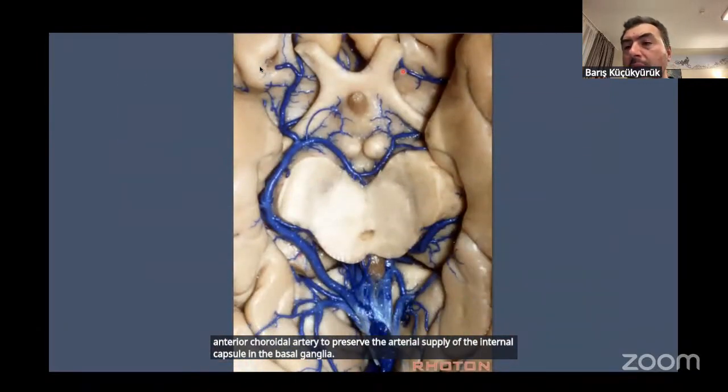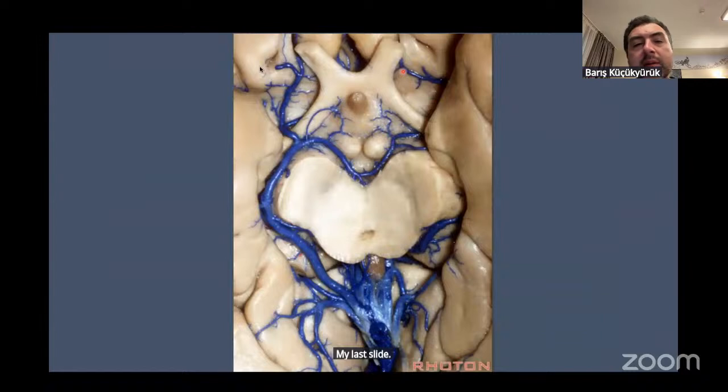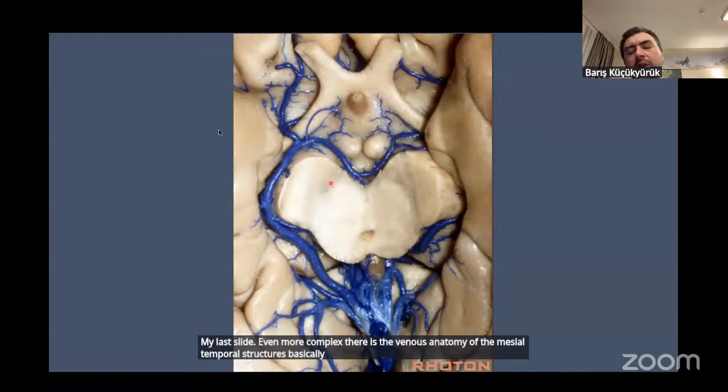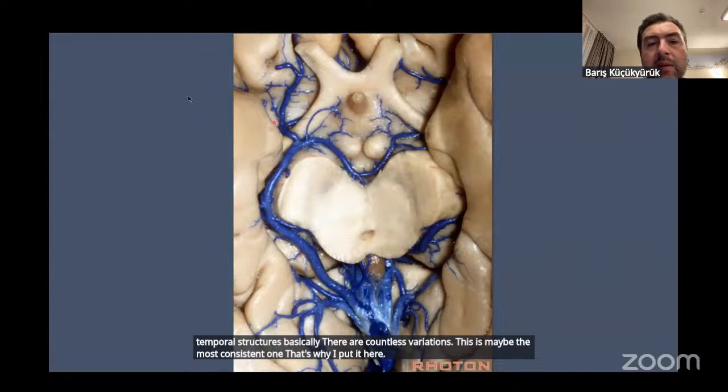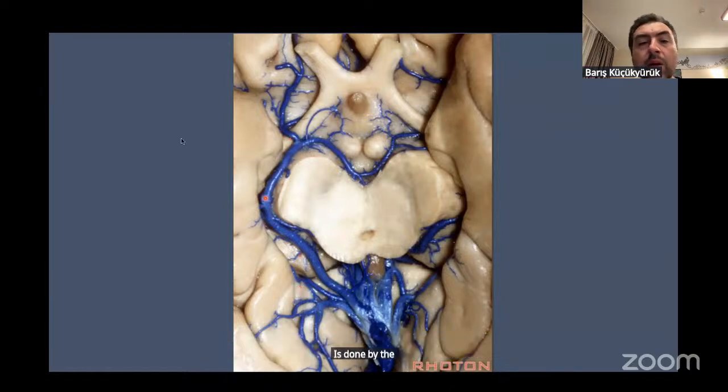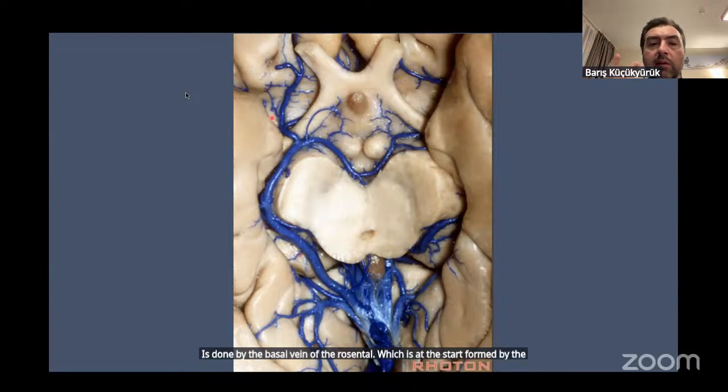My last slide, even more complex, shows the venous anatomy of the mesial temporal structures. Basically, there are countless variations. This is maybe the most consistent one. That's why I put it here. Basically, the venous drainage of the mesial temporal structures is done by the basal vein of Rosenthal, which is at the start formed by the union of three veins.